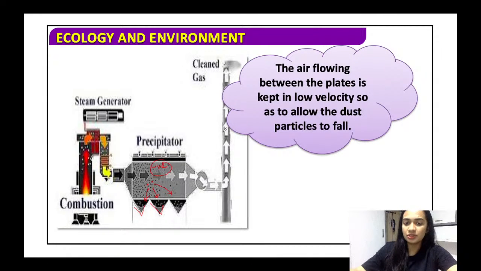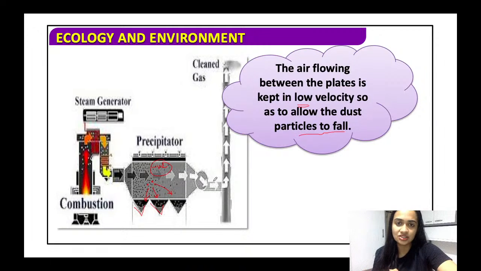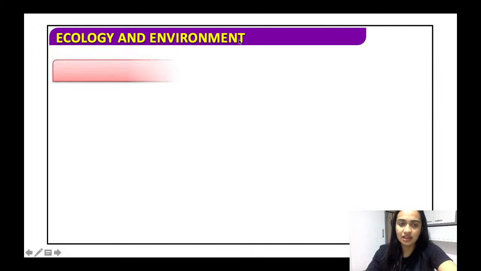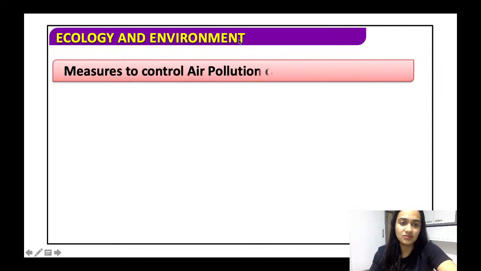The air flowing between the plates is kept at low velocity so as to allow the dust particles to fall. Now a question can come: why is the velocity of air kept low here? Because with low velocity, the dust gets time to precipitate down properly. And what is released is your clean air that is released into the environment. So this is basically one of the measures to control air pollution.